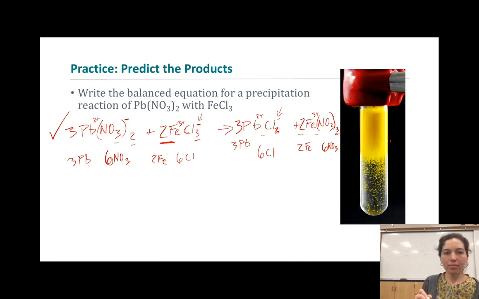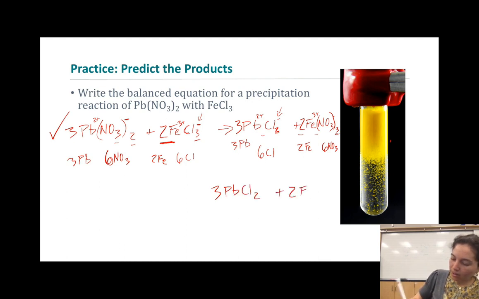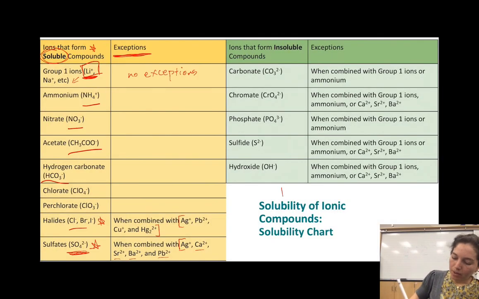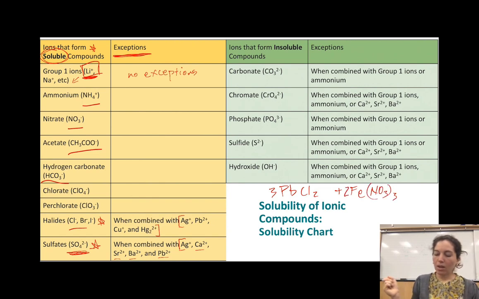Now I'm going to ask you to look at your products here, 3PbCl2 and 2Fe(NO3)3, and figure out which one is this yellow stuff, which one is our solid. So I'm going to flip back to the solubility chart so that you can work on this question yourself. So your equation was PbCl2 plus iron 3 nitrate. So which one of these two is your solid?